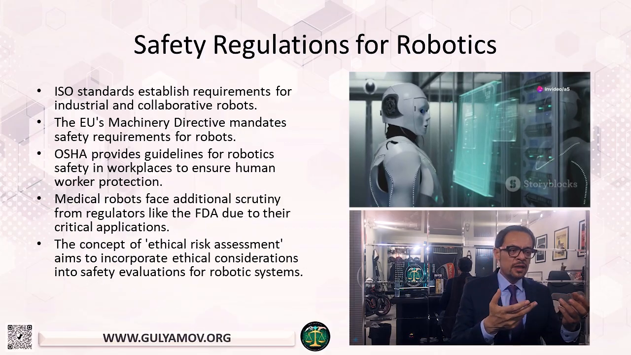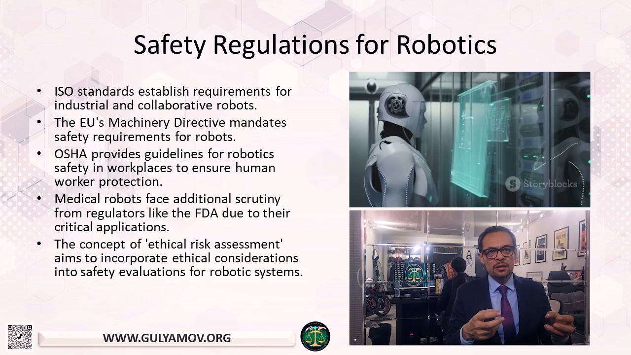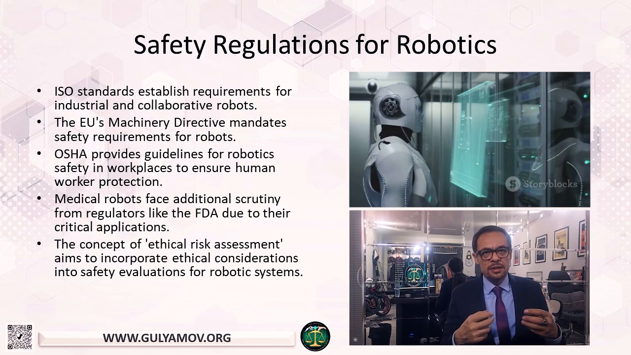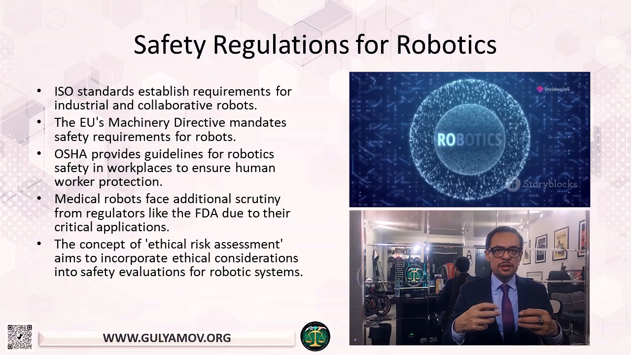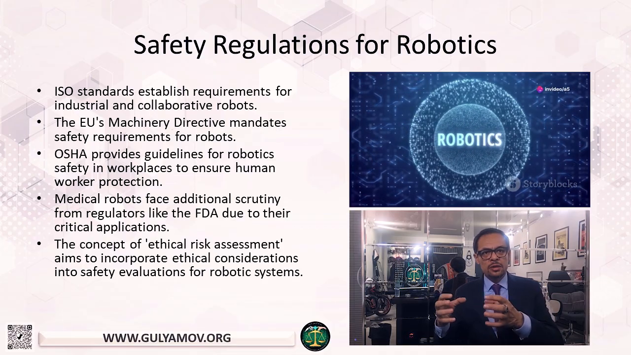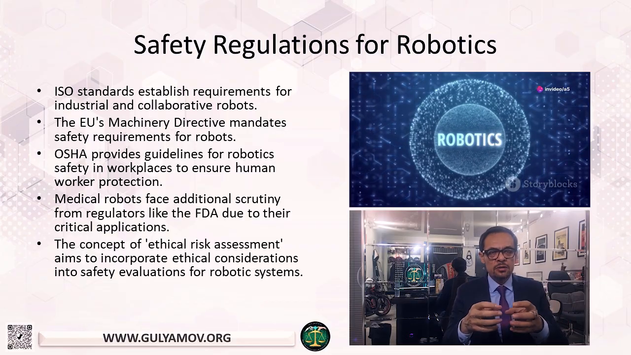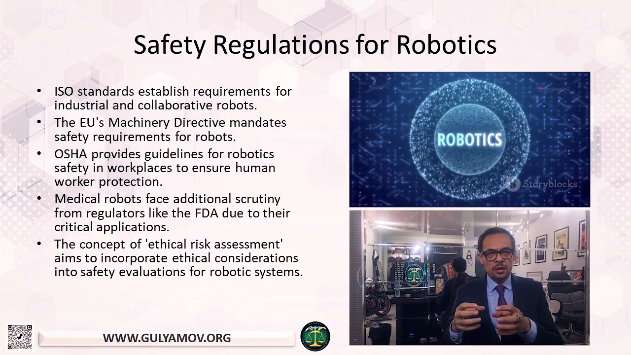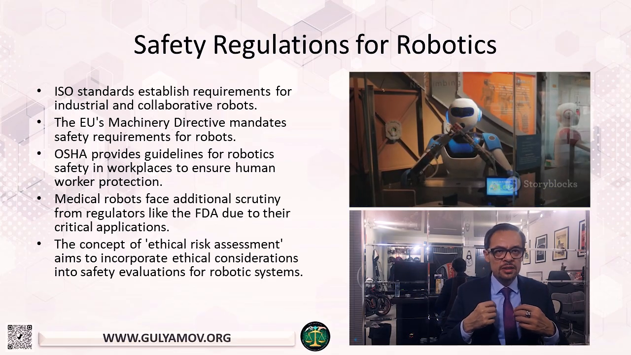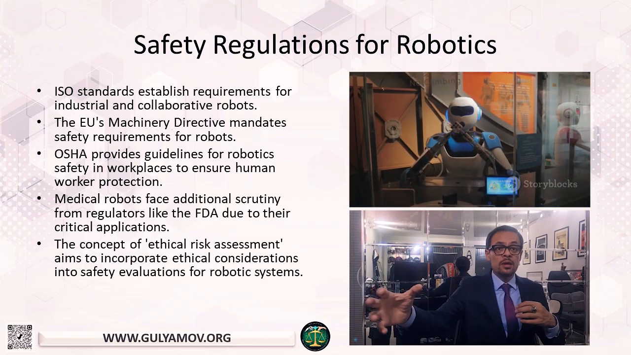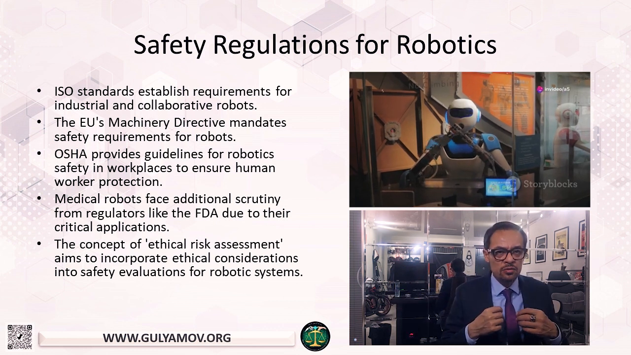Safety regulations for robotics. Safety regulations in robotics, as highlighted on our slide, form a critical foundation for the industry's growth. ISO standards serve as a global benchmark, establishing crucial requirements for both industrial and collaborative robots. The EU's Machinery Directive takes a broader approach, mandating comprehensive safety requirements. In the workplace, OSHA guidelines ensure human workers are protected as they interact with robotic systems.